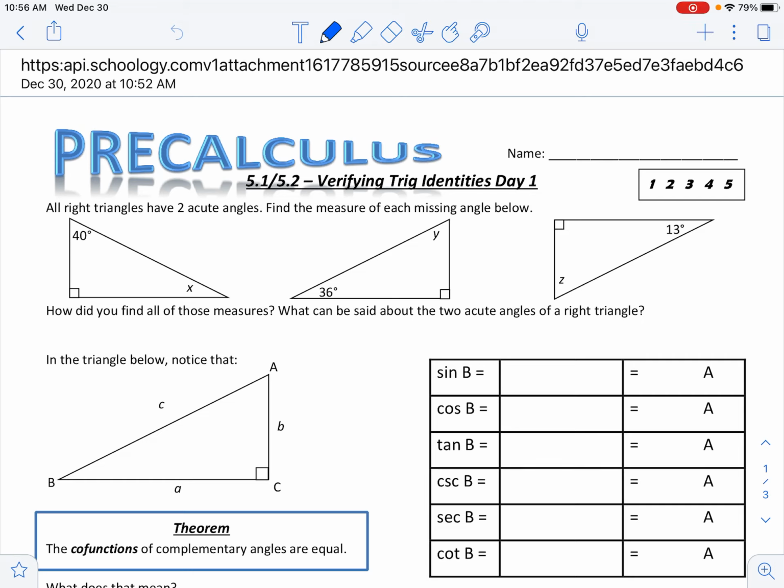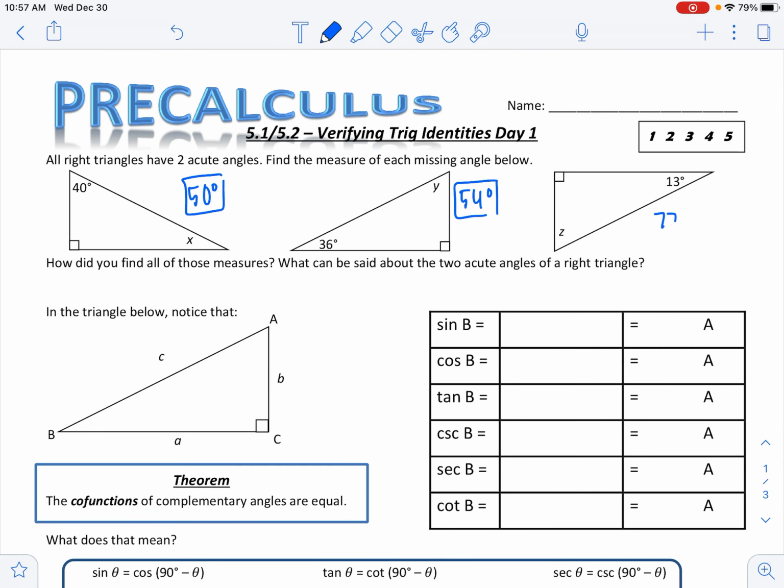It says all right triangles have two acute angles. Find the measure of the missing angle below. So go ahead and do those first three problems. You can pause this and fill them out. All right, so you should have gotten that x is 50 here. So I'm just going to put 50 degrees here for x. Y here is 54 degrees. And z here is 77 degrees.